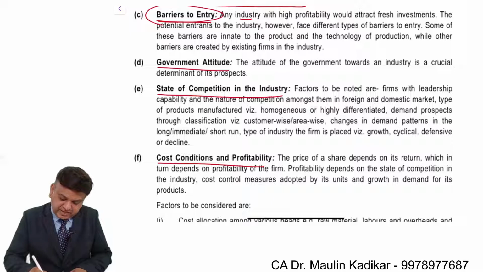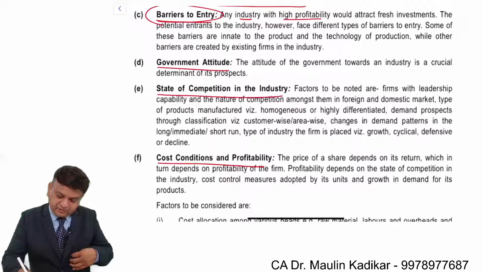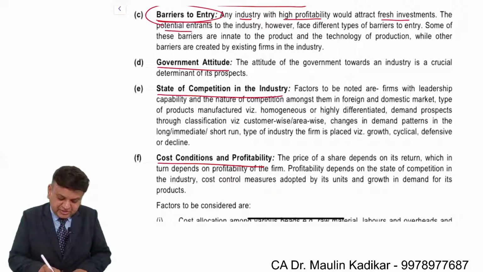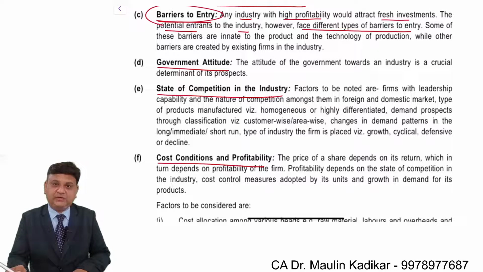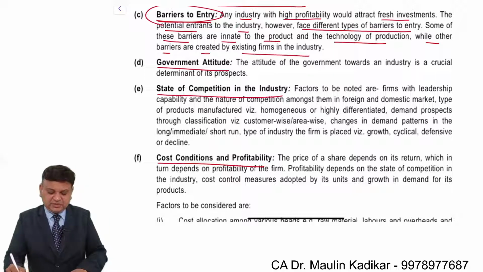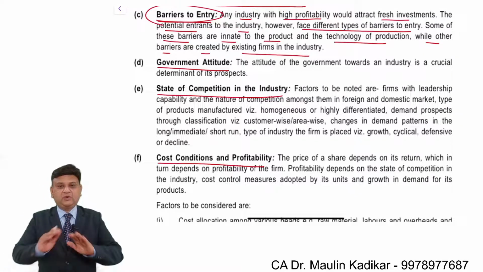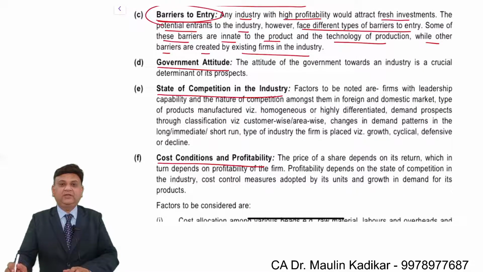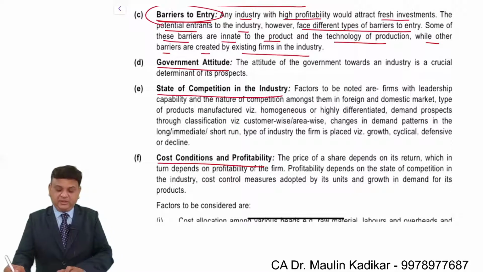Any industry with high profitability would attract fresh investment. The potential entrants to the industry, however, face different types of barriers to entry. Some of these barriers are inherent to the product and technology of production, while other barriers are created by existing firms in the industry. This means the competition is such that it is very difficult for anybody to enter into the market.